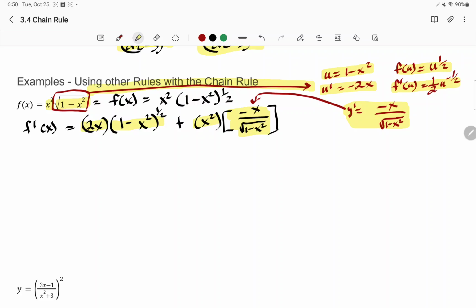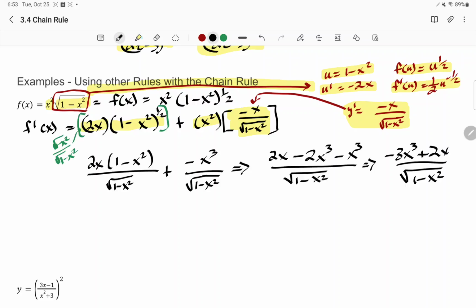Now, this is the derivative, but I'd highly encourage you to simplify it down a little bit. We will be able to combine the terms, because if we multiply each side by the square root of 1 minus x squared, then we'd have common denominators. So let's go ahead and do that, or multiply the left side by the square root of 1 minus x squared over the square root of 1 minus x squared, however you want to do that. Let's see if you can simplify it down.